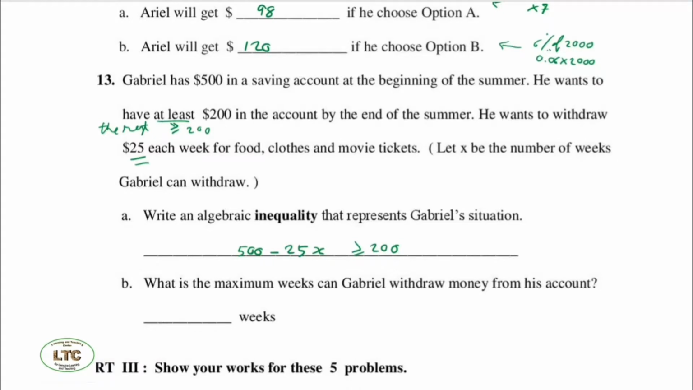B. What is the maximum number of weeks Capri can withdraw money from his account? Okay, let's solve this one. I will add 25x to the left. I will add 25x to the right. I will subtract 200 from 500. I will subtract 200 from the right hand side.